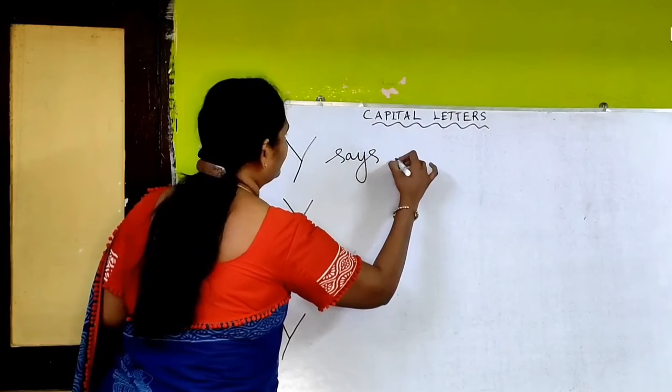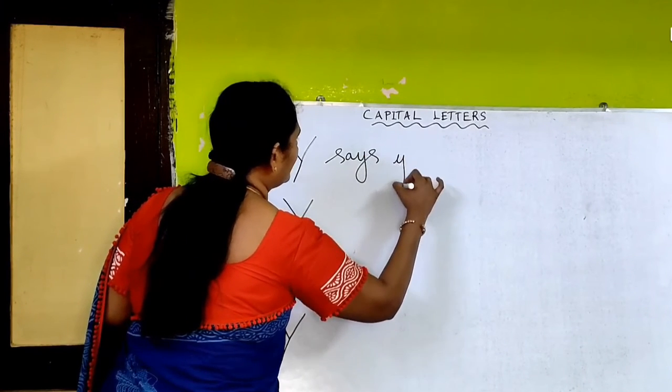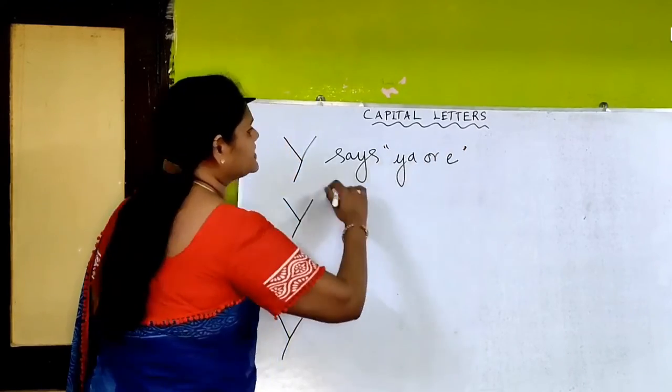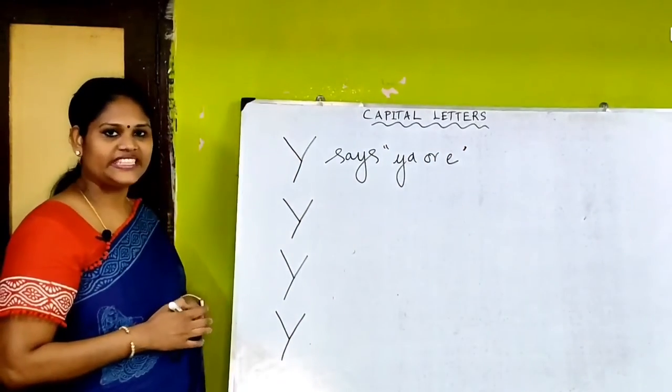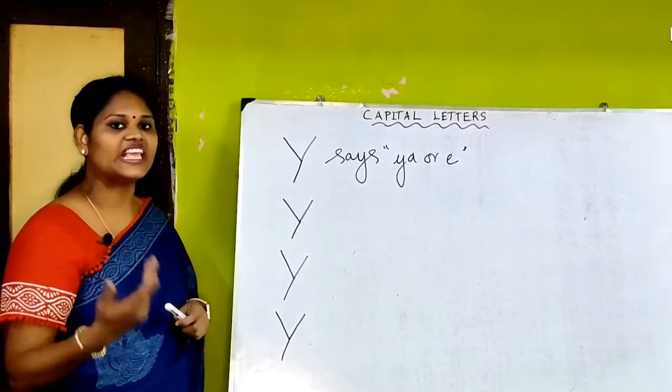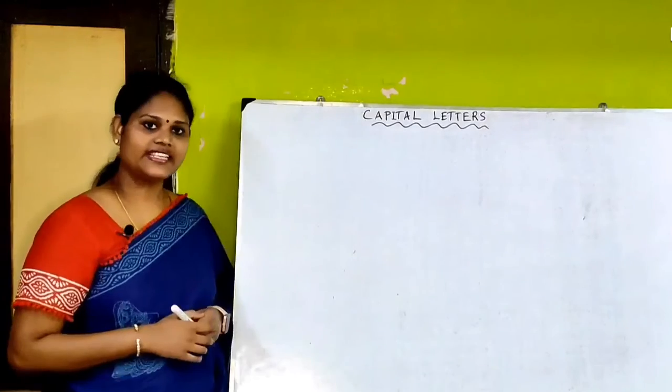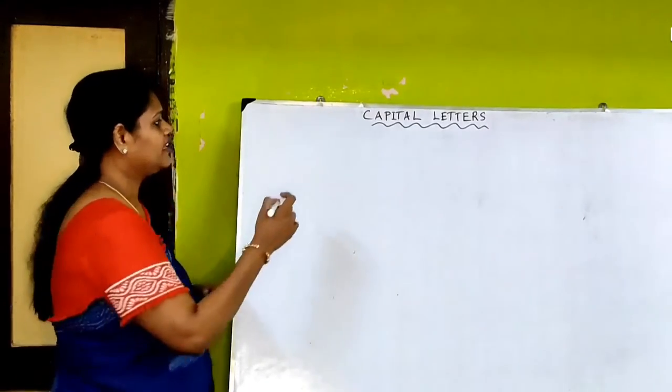Y says ee. Ya or ee. Y says ee. Y. You may hear the sound ee. Okay? Ya or ee.